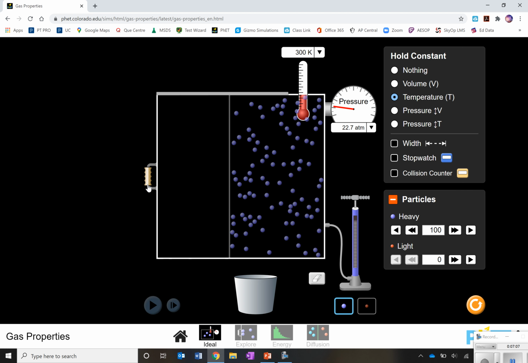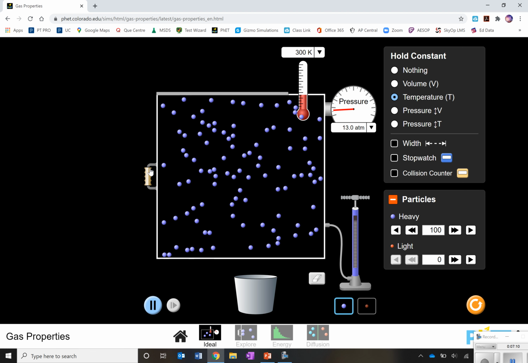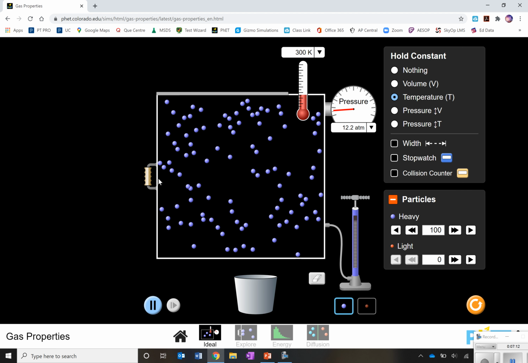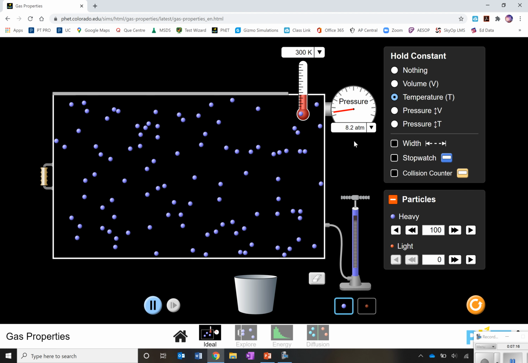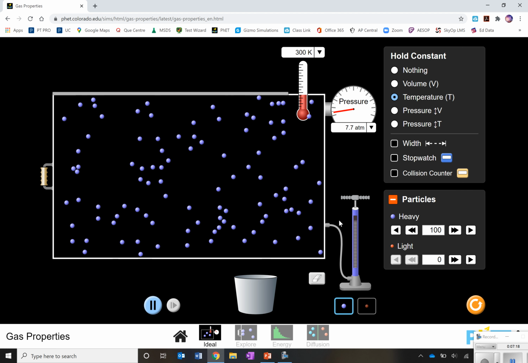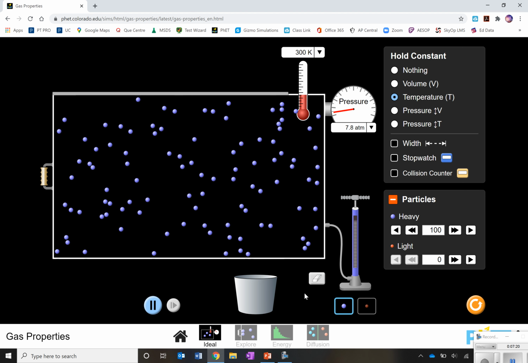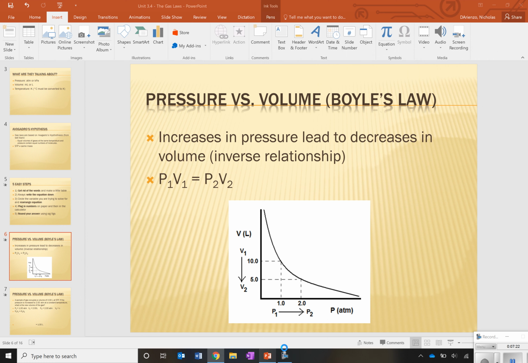Now, if we go back to about the size that we were, and we increase the volume, we should see a decrease in pressure. And we see a decrease down to about 8 atmospheres. So that's our relationship with Boyle's law, an inverse relationship between pressure and volume.